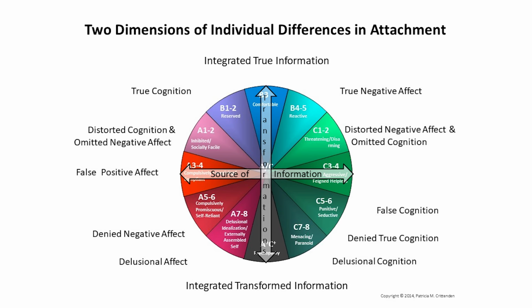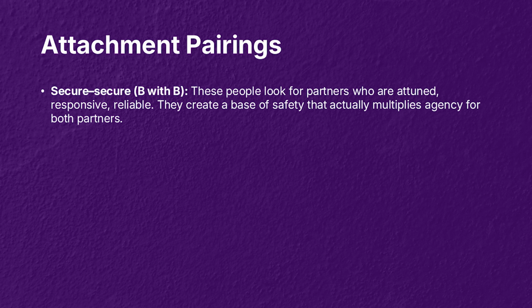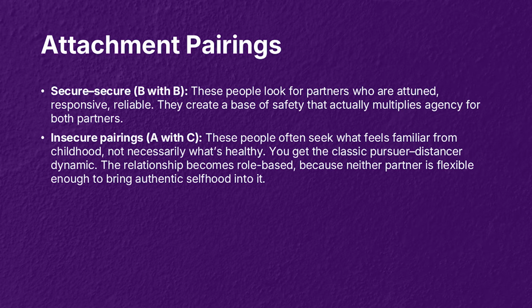When you bring these strategies into adulthood, here's what tends to happen. Secure relationships. B with B. These people look for partners who are attuned, responsive, reliable. They create a base of safety that actually multiplies agency for both partners. Insecure pairings. A with C. These people often seek what feels familiar from childhood, not necessarily what's healthy. You get the classic pursuer-distancer dynamic. The relationship becomes role-based because neither partner is flexible enough to bring authentic selfhood into it.